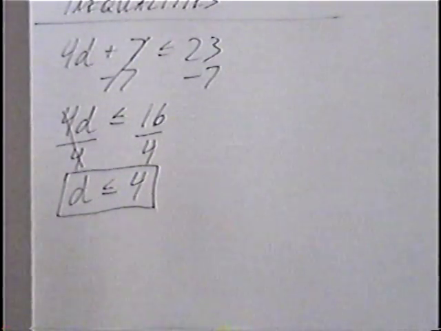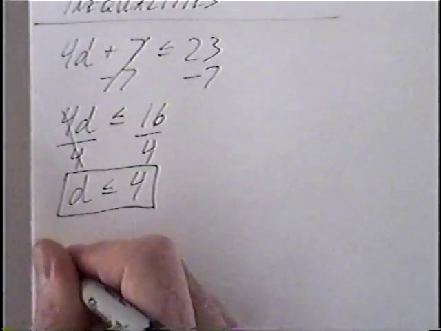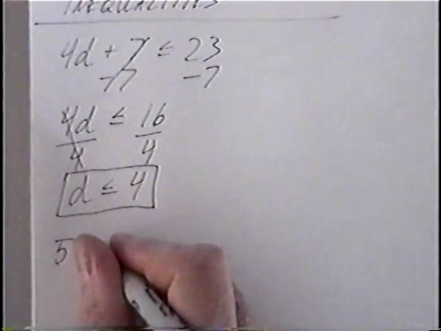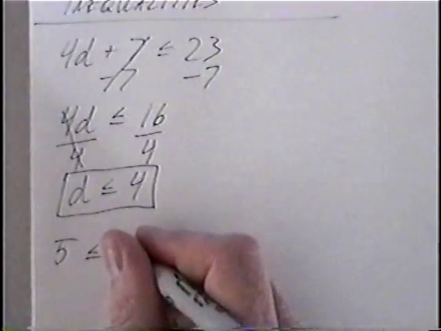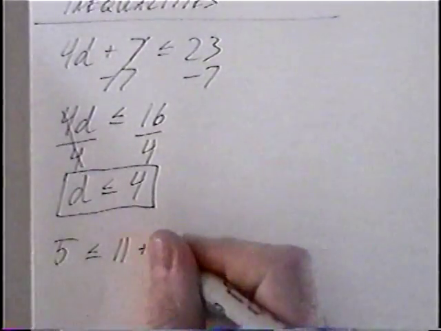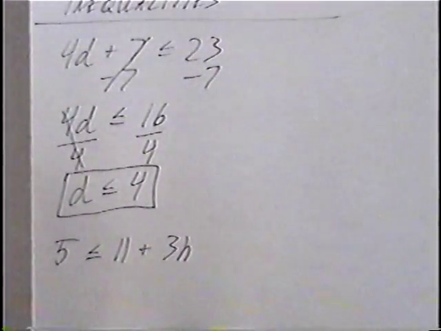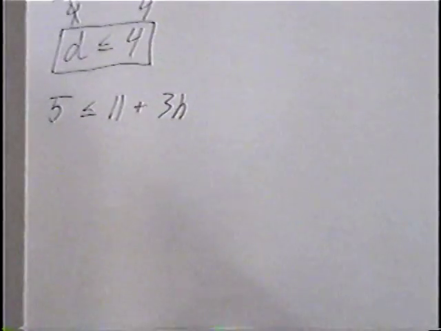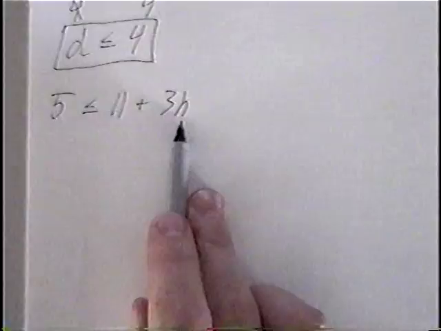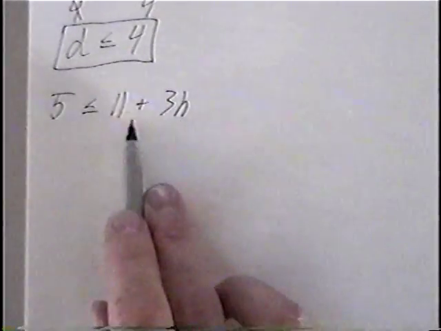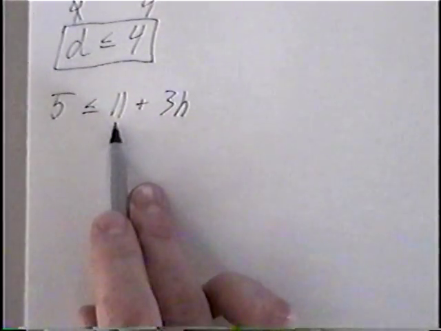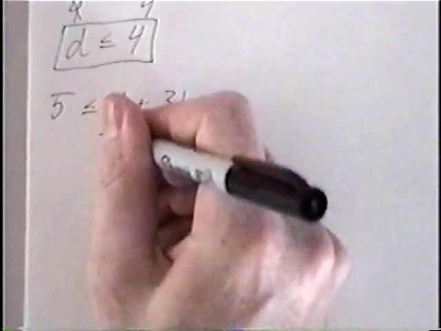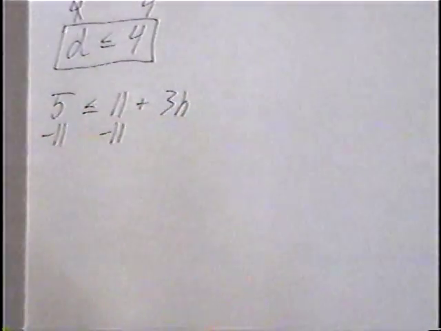Second question and last question for the section. We have 5 is less than or equal to 11 plus 3h. Again, we want to solve for h. So the first step would be to get rid of this positive 11. To do that, we can subtract 11 on both sides.